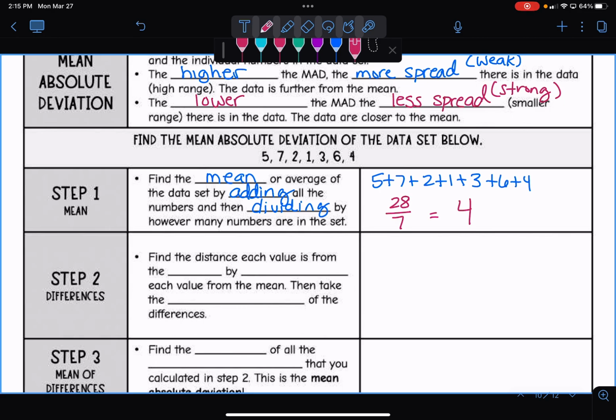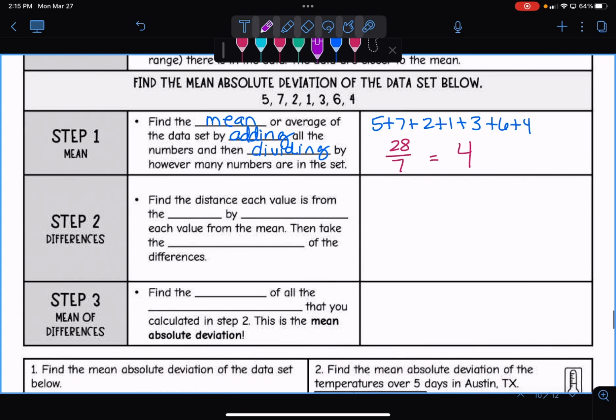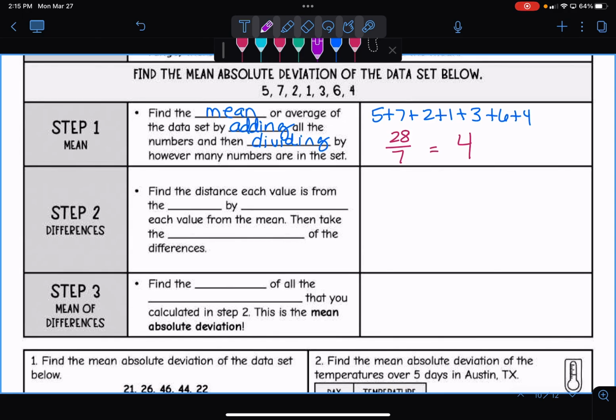Now this next part is super easy. It's just tedious. Do you know what that means? It's meaningless. Like it seems dumb, but it's easy work. It's just, it takes time. So now you want to find the distance that each one is from the mean by subtracting. So you're going to subtract every number from the mean.